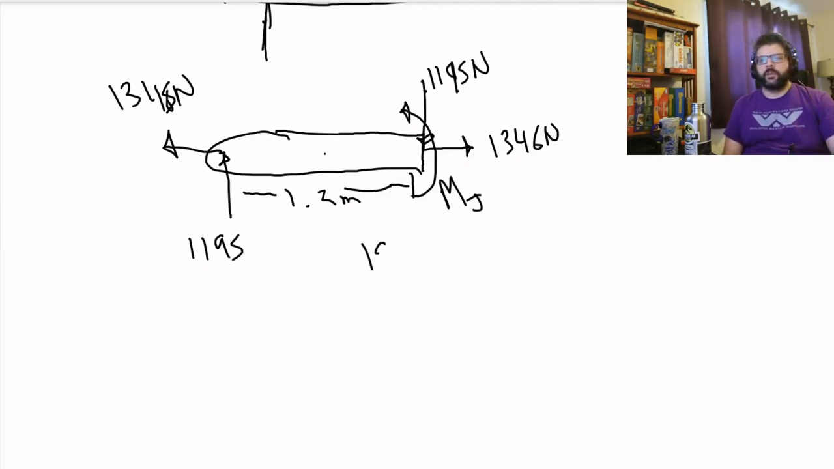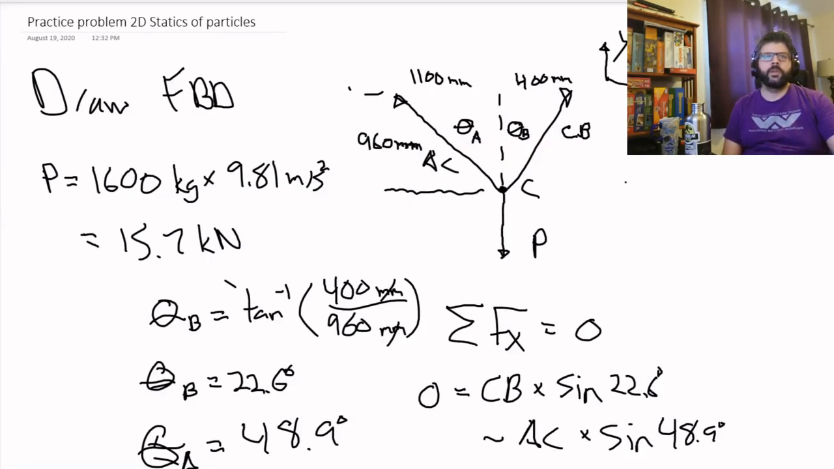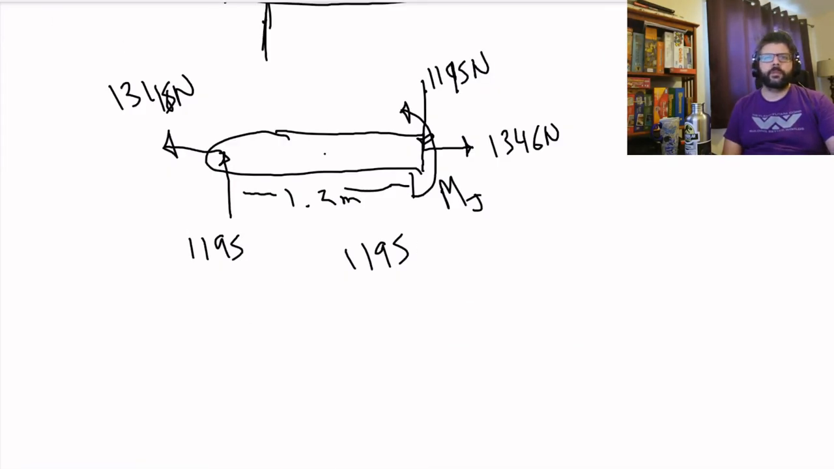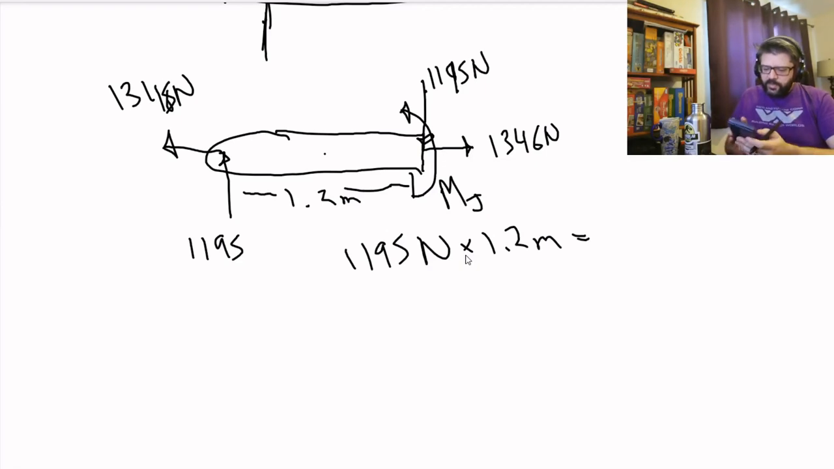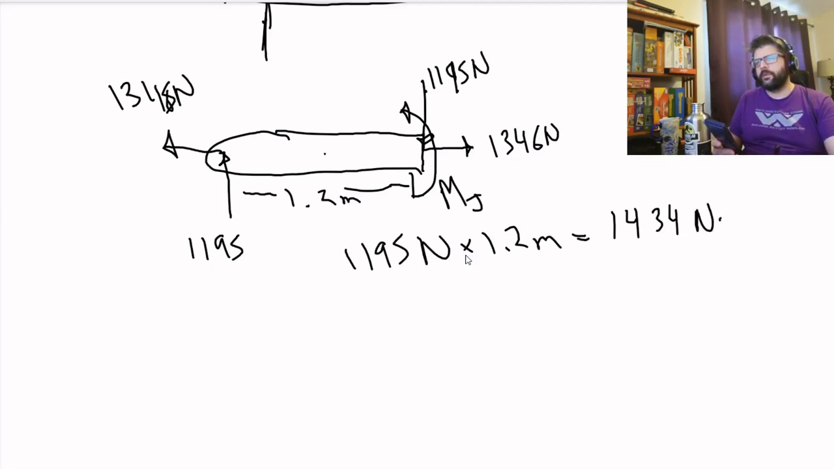So we've got the 1195 newtons. I know I harp on you guys for using your units in your calculations, so I definitely should do so too. Oh, what happened there? There we go. And what's that end up being? That ends up being 1434 newton meters.